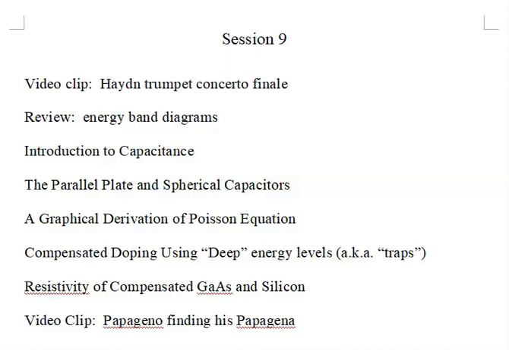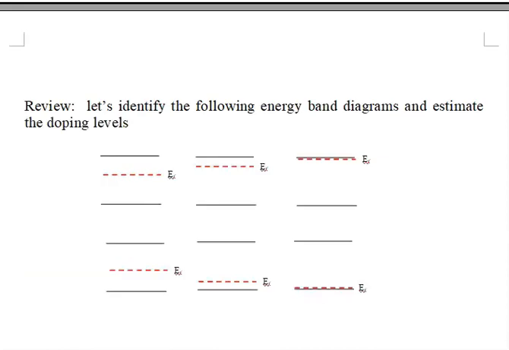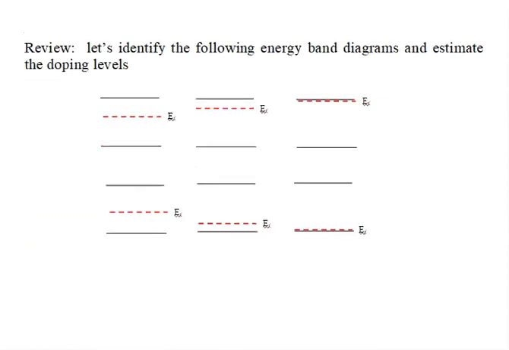Okay, so let's jump right in, and we're going to first take a look at some energy band diagrams just to make sure that we're comfortable with the different positions of the Fermi level. See if we can identify the following energy band diagrams and estimate the doping levels. Take a look at this one over here. We note that the Fermi level is just above intrinsic, so I would say that that's lightly doped N.